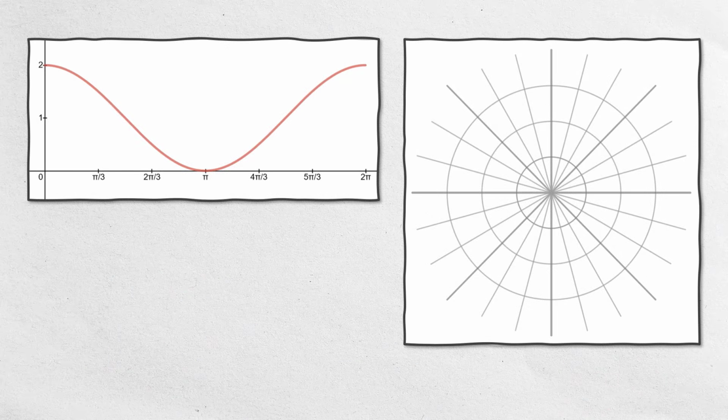Starting with theta equals 0, we see that the vertical distance is 2. So r is 2 and theta is 0. Plot the point with a distance of 2 units from the origin when theta is 0.